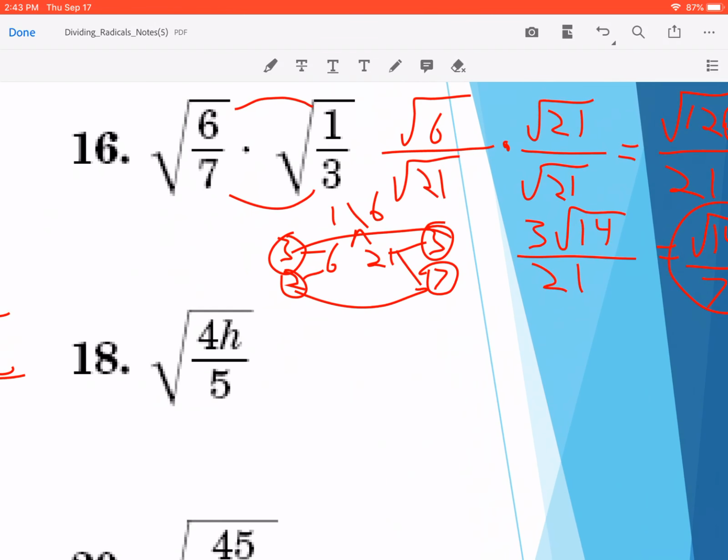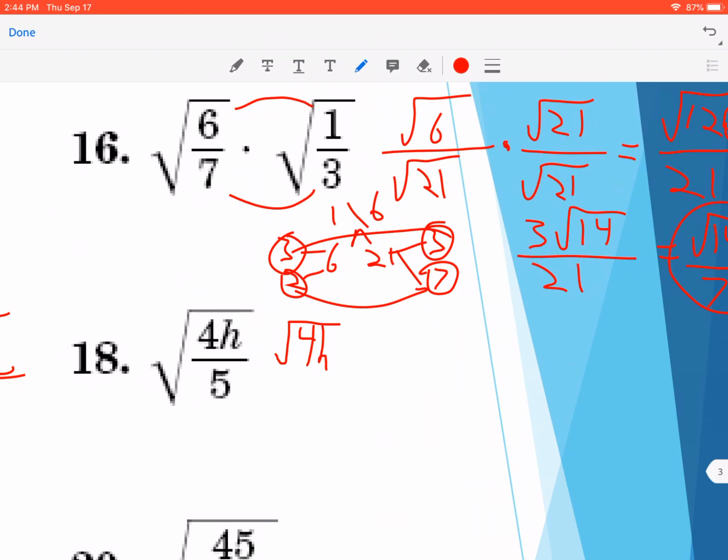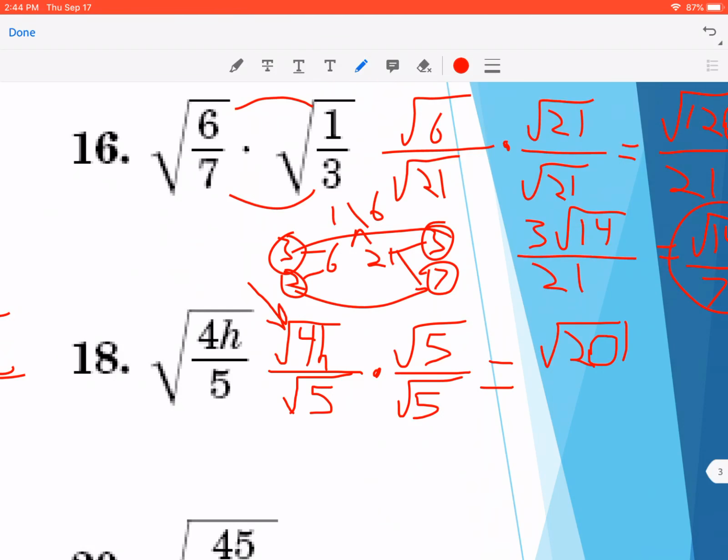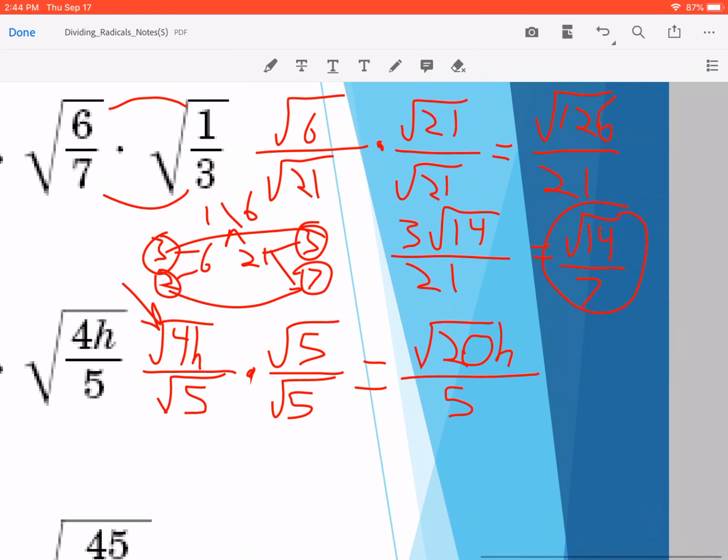All right. 18. Again, if you don't like writing it that way, you can do it this way. And technically speaking, this 4 could come out because 4 is a perfect square. If you wanted to do that first, it'd make it easier. It doesn't matter. The problem is the 5. How do you get rid of a radical 5? Multiply top and bottom by radical 5. So up top, inside we got 4h times 5, so that should be 20h. Bottom is radical 5 times radical 5. That's the square root of 25. That's just 5.